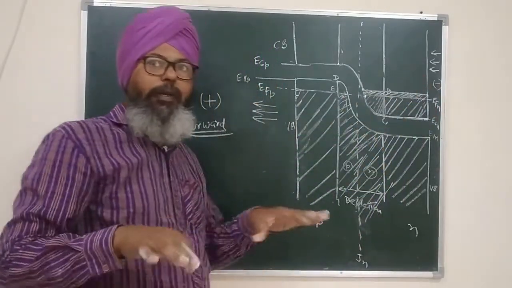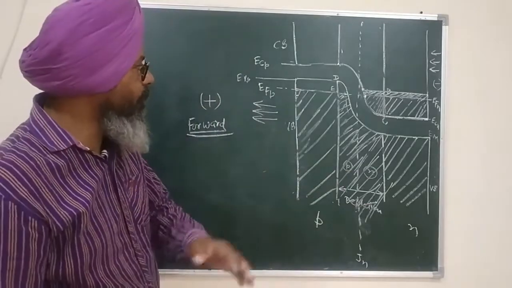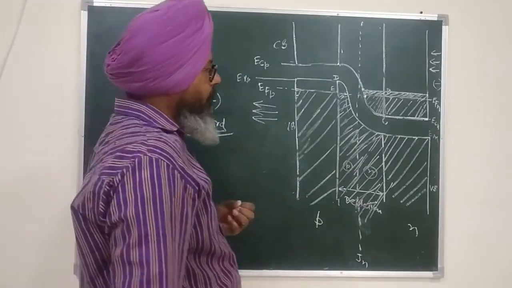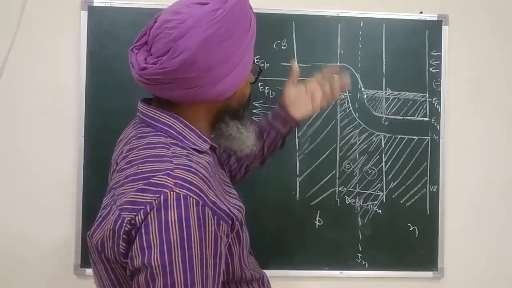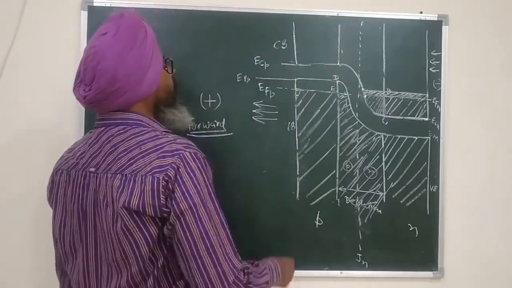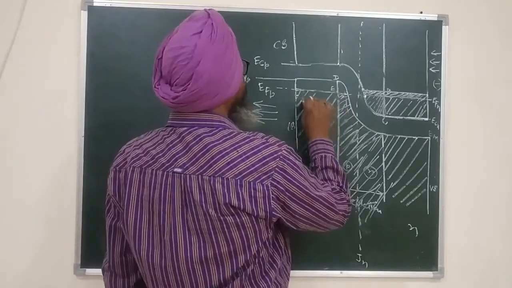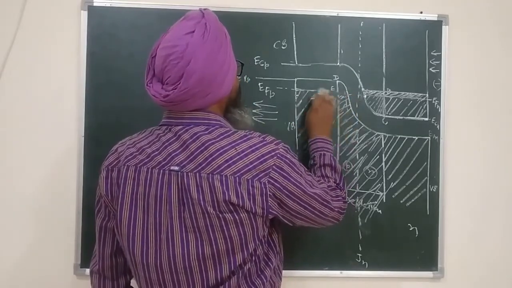Before applying the battery, the Fermi level was uniform, both on the n side and the p side, and after applying the battery, the Fermi level will be disrupted. It will start moving upward in the n side, and it will start coming downward in the p side. It is coming down in the p side because of the loss of the electrons.